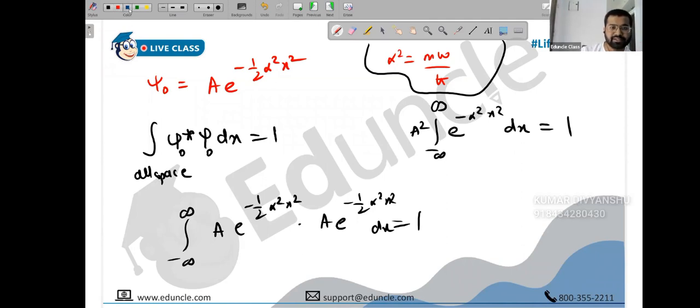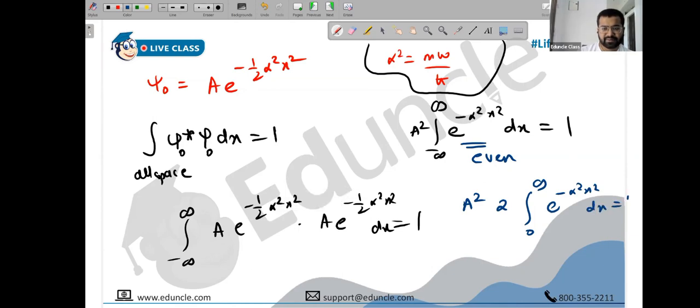No question, sir. Chalo, let's do substitution, people. First of all, this is an even function. Since it's an even function, you can make it immediately twice the integral from 0 to infinity of e raised to minus alpha square x square dx. This is one. Now we have to do substitution.